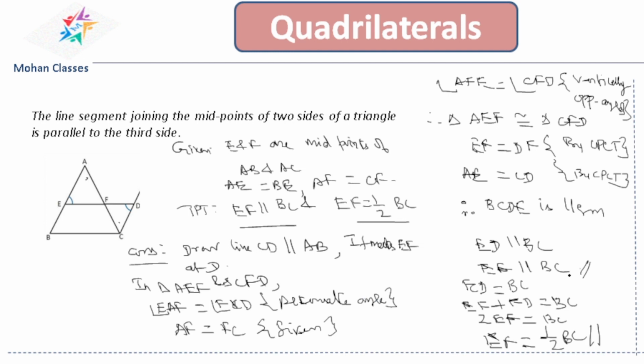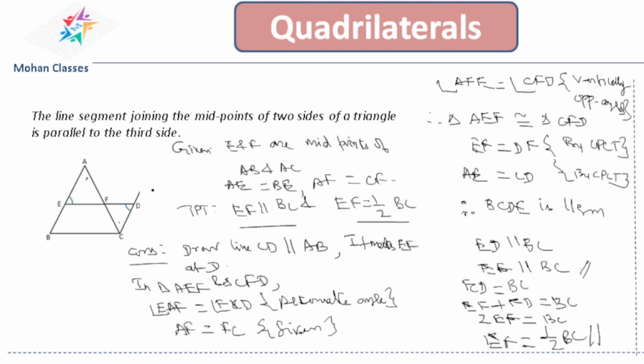Here it is very, very important. Please try to understand what we did here first. First we have drawn CD parallel to AB, which bisects the EF at D. Now we have taken these two triangles. We have proved these two triangles are congruent. Then AE is equal to CD. AF is equal to CF. So these two triangles are congruent.